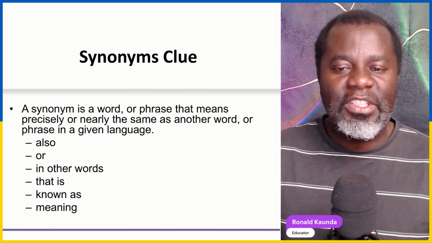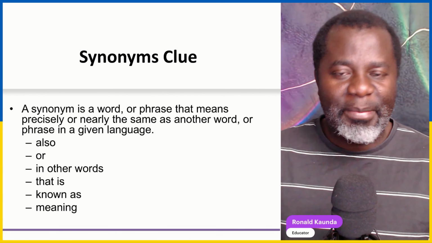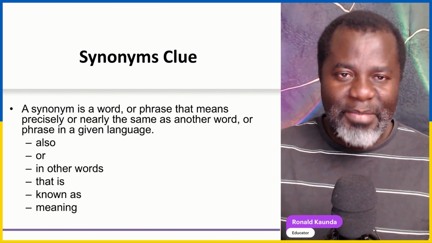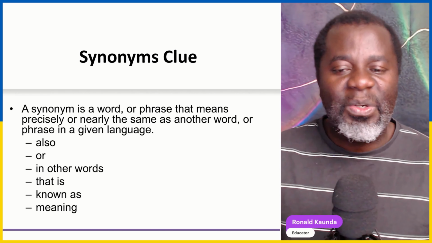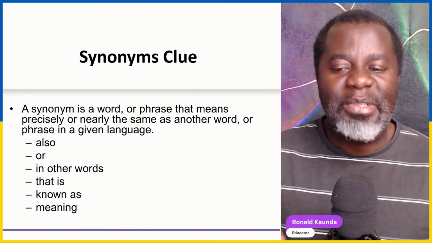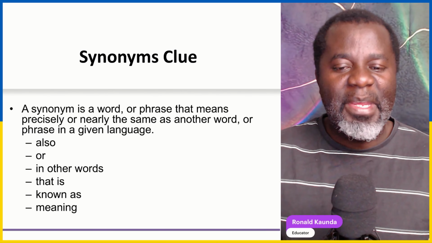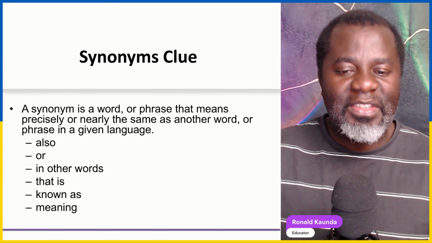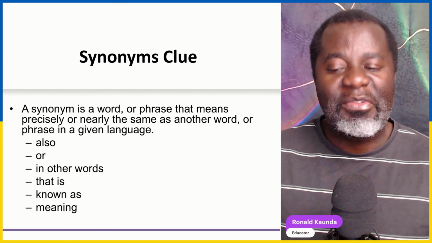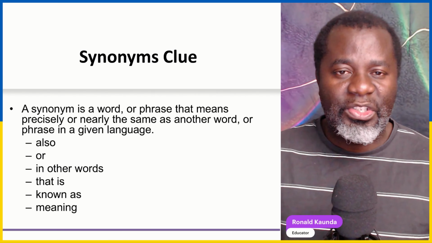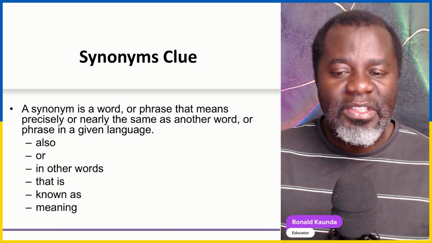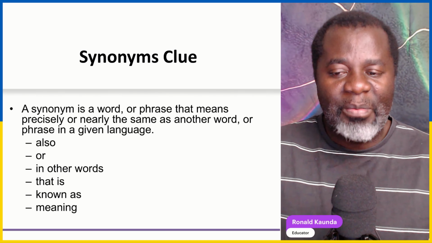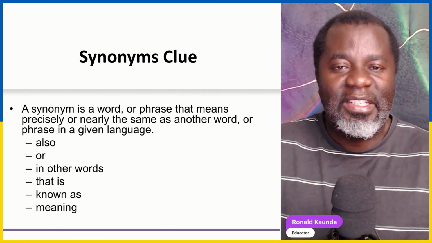Let's look at synonym clue. Okay, so on synonyms, let me define a synonym. A synonym is a word or a phrase that precisely or nearly means the same as another word or phrase in a given language. So if you've got two words which are nearly similar or precisely similar, you know that those are synonyms.